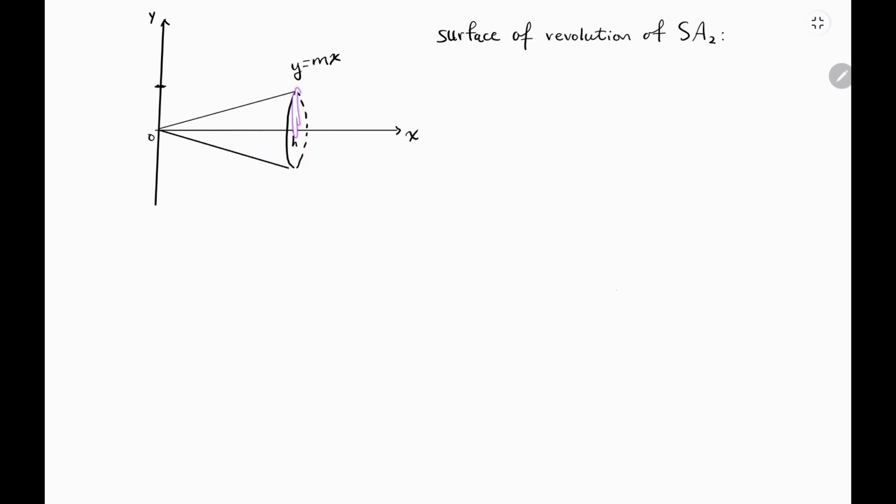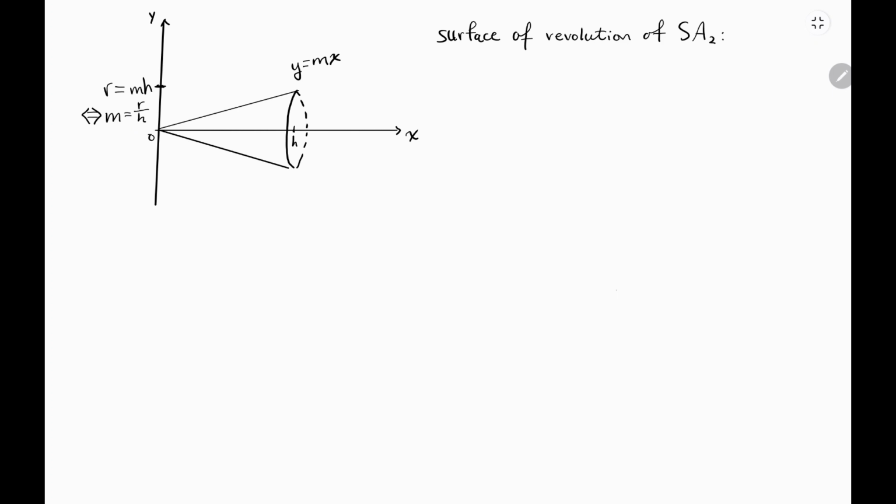Now we do know that this right over here is actually the radius of the cone base, okay, this length over here. And that radius is going to be m times h, because when x is h, I plug it into here, and then I get y equals mh. But this y corresponds to the actual radius of the circle base. So r equals mh, and we want to isolate for m, which is equal to r over h. This will come in handy later.